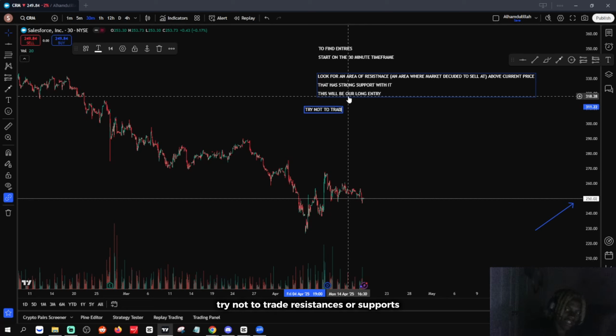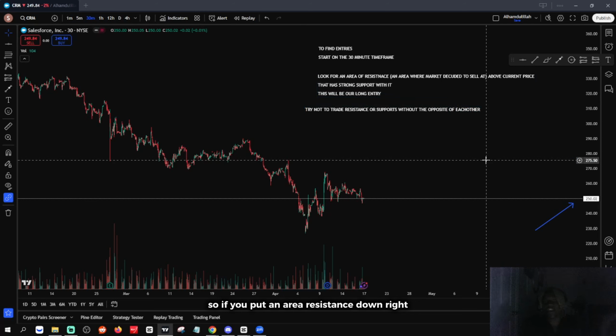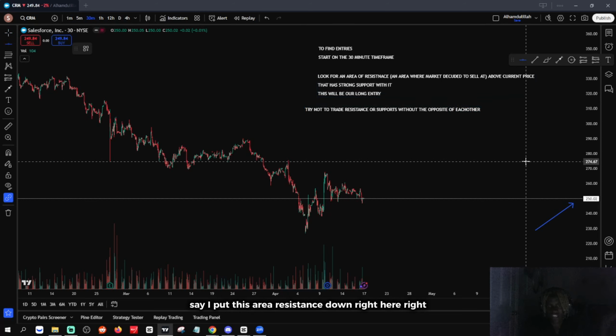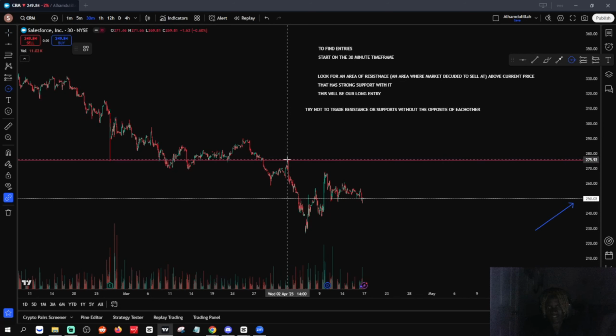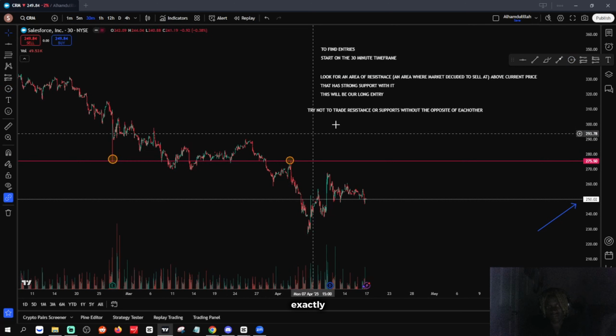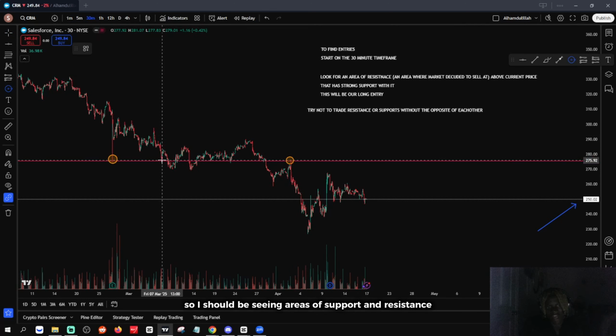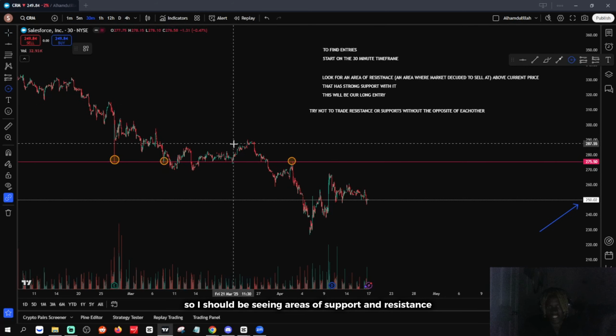Try not to trade resistances or supports without the opposite of each other. So if you put an area of resistance down, say I put this area of resistance down right here, immediately, what do I see to my left? Exactly. I should be seeing areas of support and resistance within the same line.